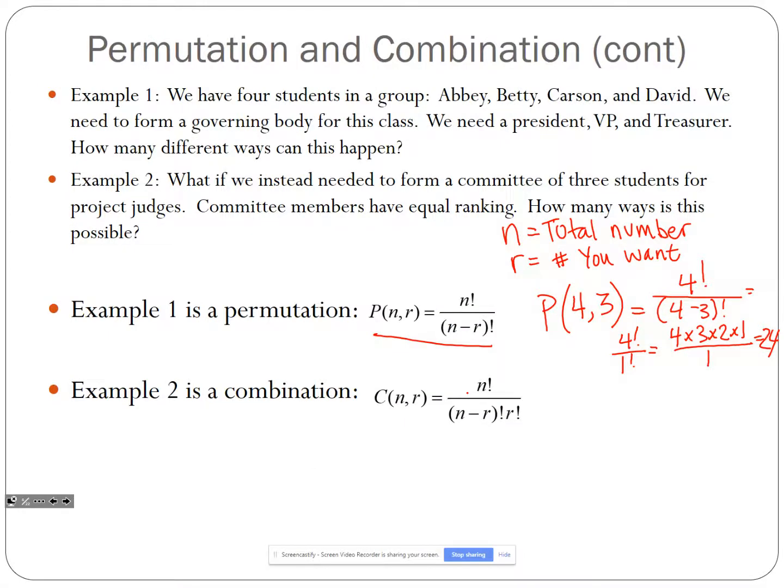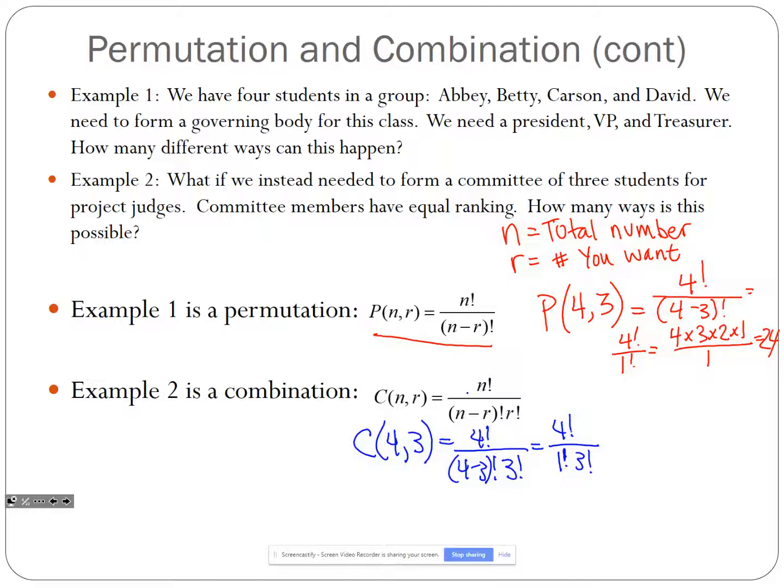So let's look at example 2. What if we instead needed to form a committee of 3 students for project judges? Committee members have equal ranking. So for this one, change colors for you. We've got a combination situation because order doesn't make a difference. But we still have 4 people available. We need 3 slots taken. And so we've got 4, minus 3, and then R, which is 3. So we've got 4 factorial, 1 factorial, and 3 factorial.